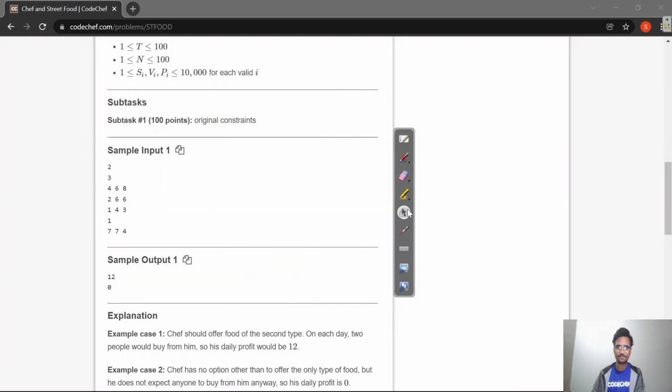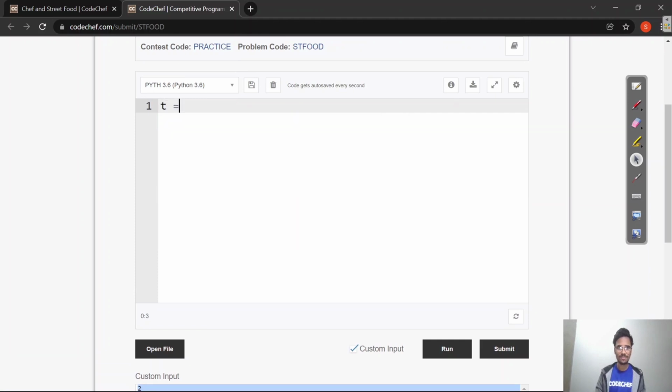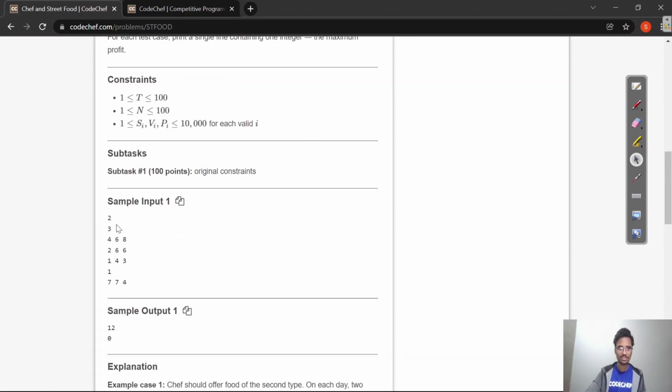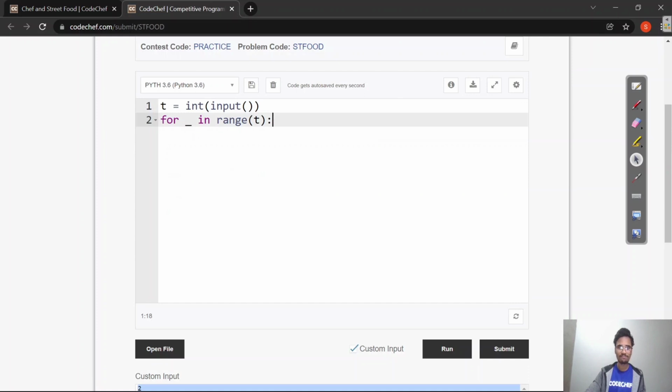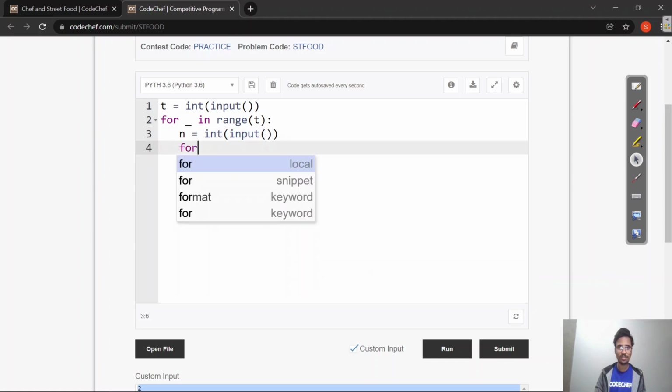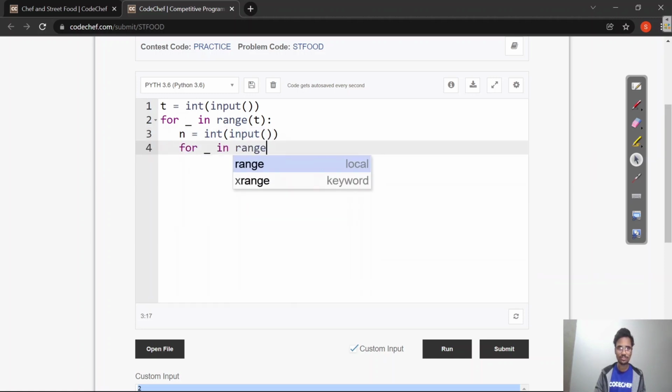Let's code this. So first of all, we will take t as input. So t is int input. This is for number of test cases. Now run a loop. So for underscore in range t. Every time we will take how many values? Okay, this is n. So every time we will take n as input. So n equal to int input. If we have to take n as input, then we need to run a loop for underscore in range n.